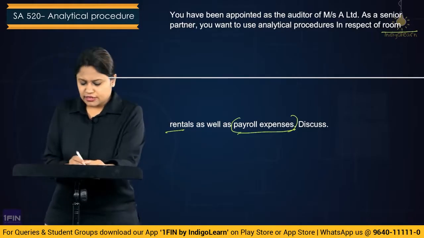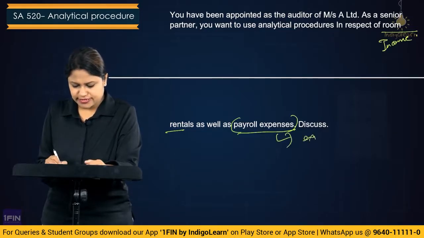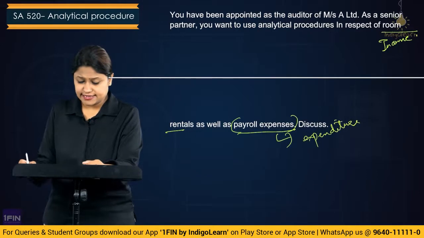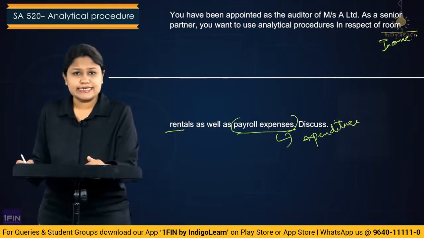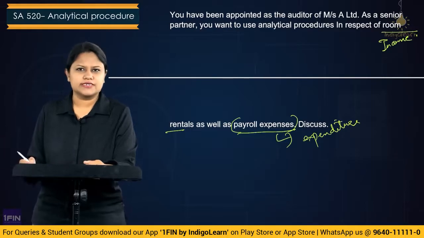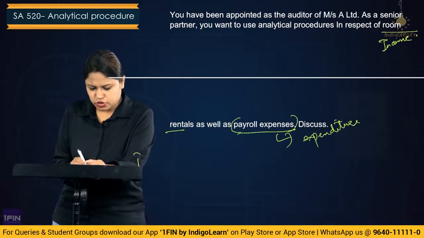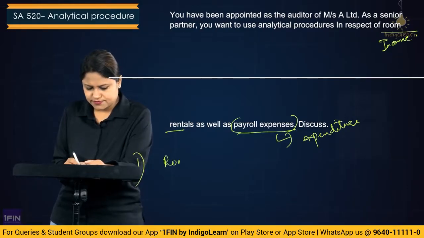Now here, room rentals we will deem it to be an income. Payroll expense is obviously the expenditure. And as we already studied in analytical procedure, the entire standard, the items which are predictable over time, basically the P&L account items, on them analytical procedures obviously we can actually use. Alright. So let us talk about the first one, that is room rentals.